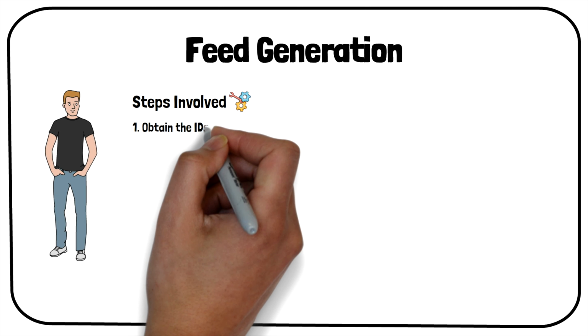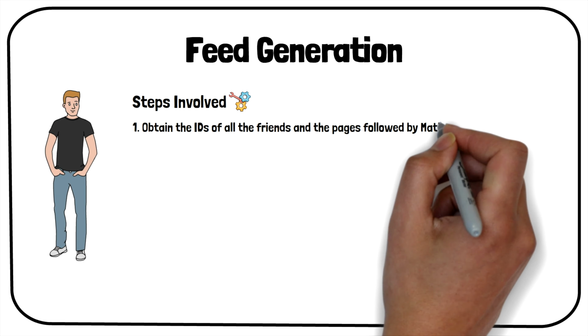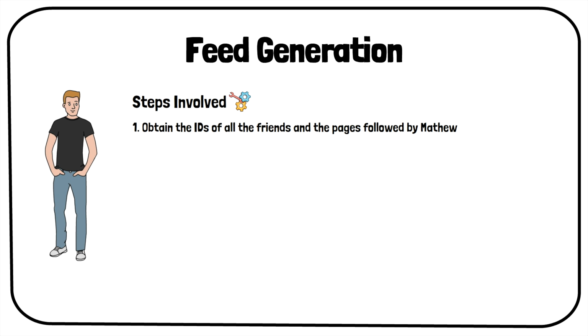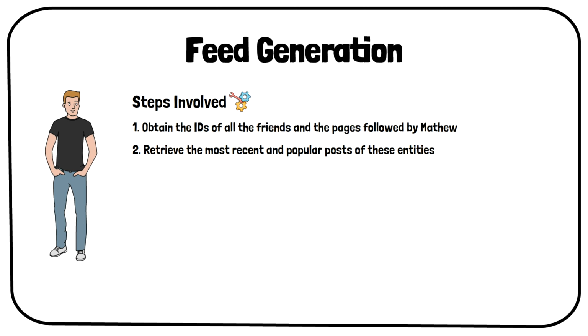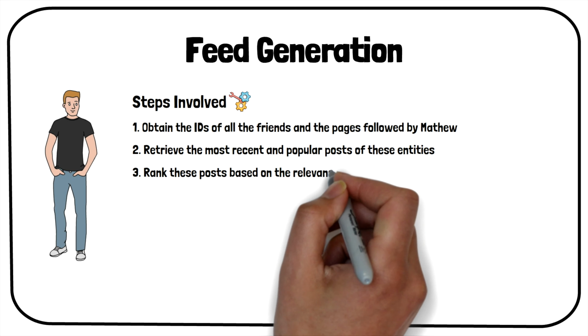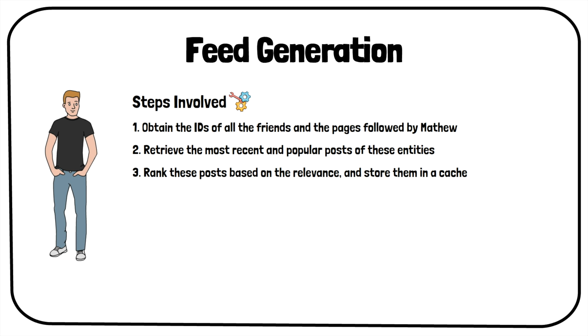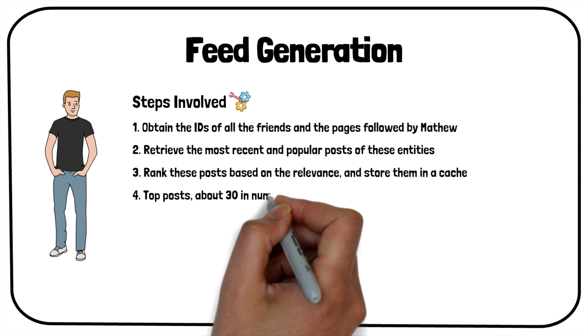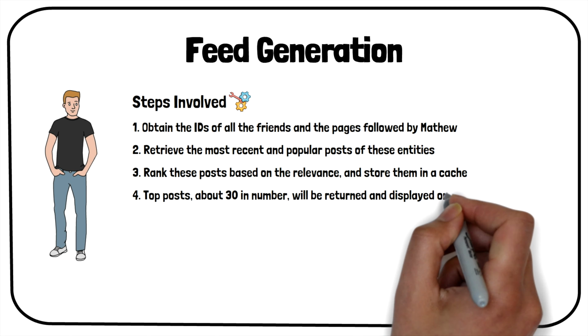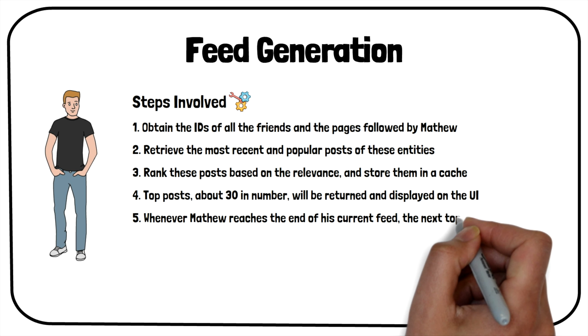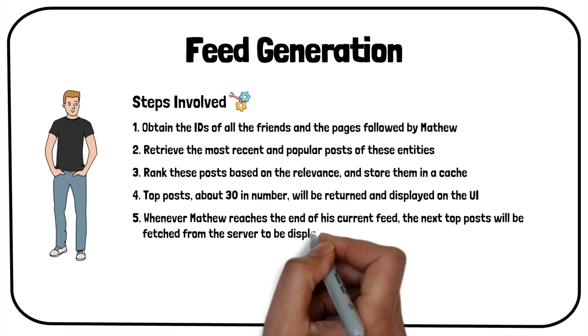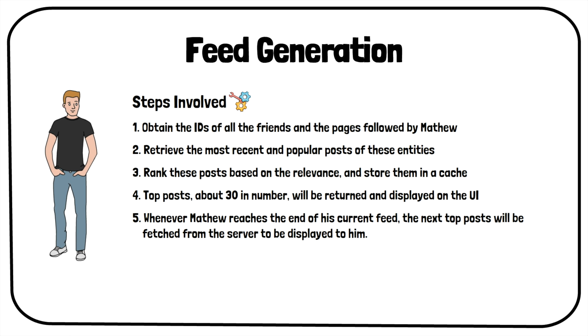We will first obtain the IDs of all the friends and the pages followed by Matthew. Then, we will retrieve the most recent and popular posts of these entities. We will rank these posts based on the relevance, and store them in a cache. Top posts, about 30 in number, will be returned and displayed on the UI. Whenever Matthew reaches the end of his current feed, the next top posts will be fetched from the server to be displayed to him. This is a very high-level description of the feed generation.